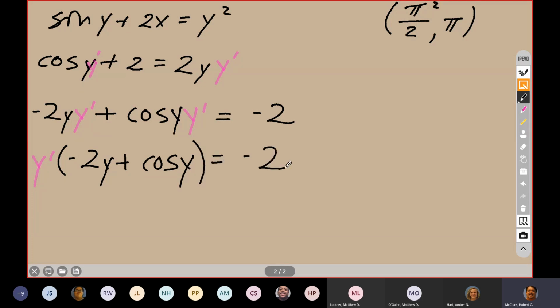And of course, y prime is going to be equal to negative 2 over negative 2y plus cosine of y.